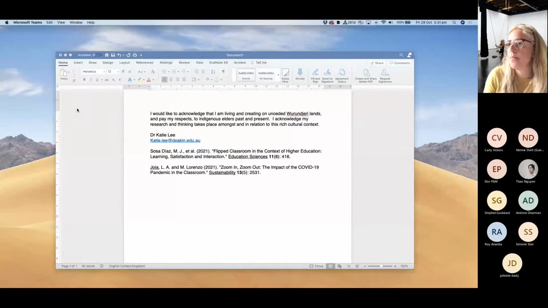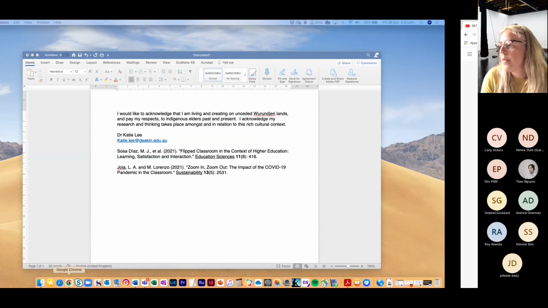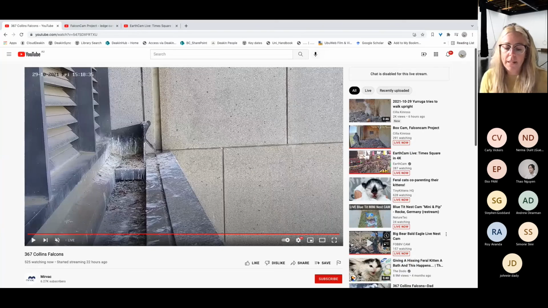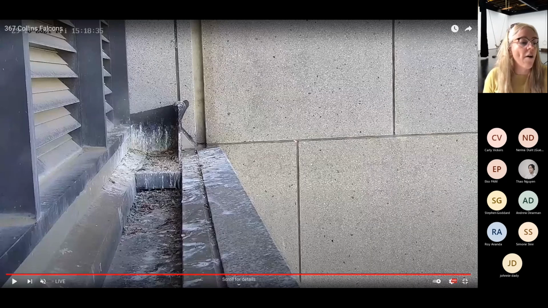I'm just going to share my screen. This is a live stream. A peregrine falcon has nested on the sill of 367 Collins Street. Pictured now out of shot.